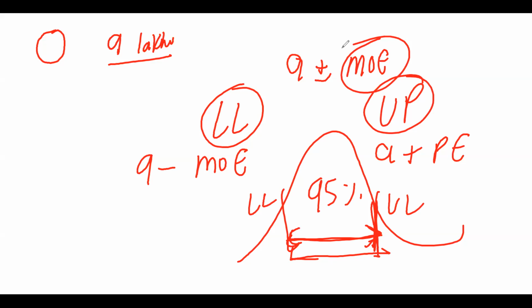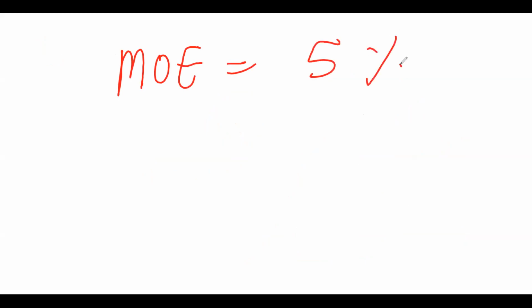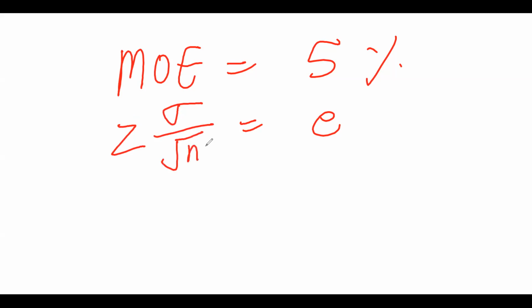Okay, but this margin of error is very important for calculation of the sample size. Why? Suppose I keep my margin of error 5%, or let's say it is E. So what is my formula for margin of error? The margin of error is Z sigma, where sigma is the standard deviation of the sample, and this is the sample size.